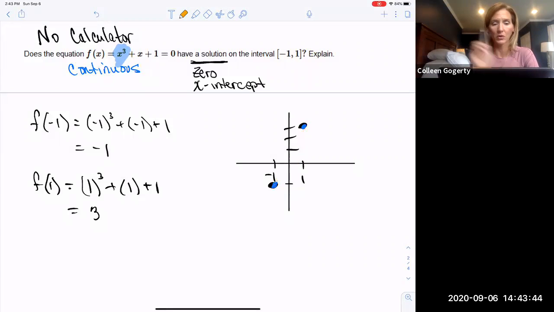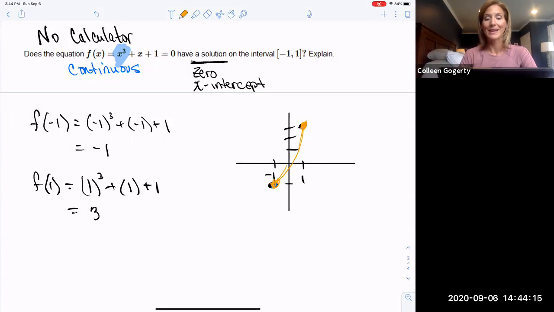I have no clue. The graph could do some weird thing like that. I have no clue. The graph could come down, then back up. I have no clue. Are you getting the theme here? I have no clue what is going on in between here, but I know that my graph has to start here and end here. So will you have to have a 0 if we start here and end here and it's continuous? Are we going to have to at some point have a 0?